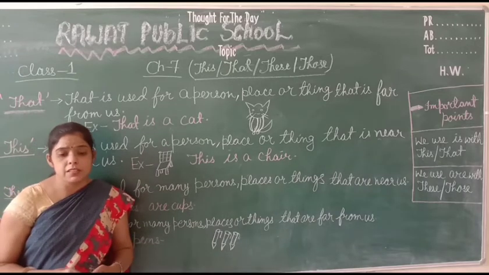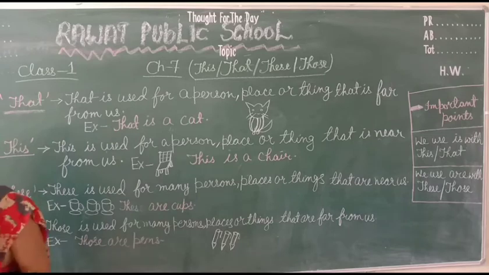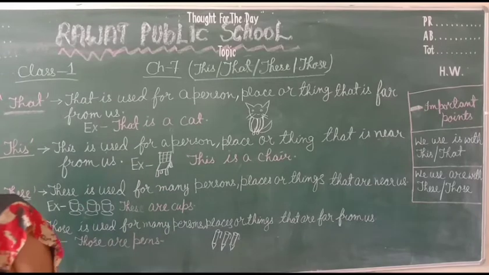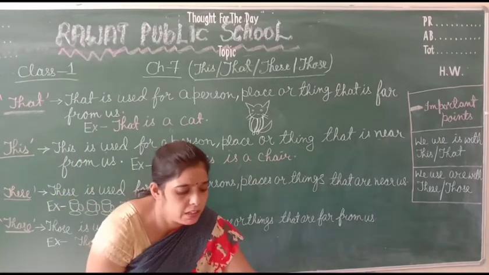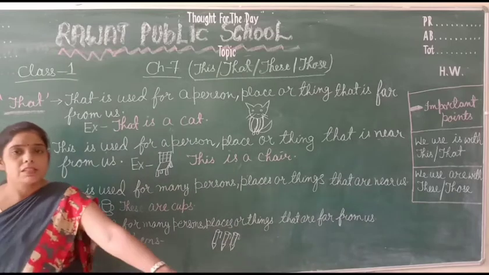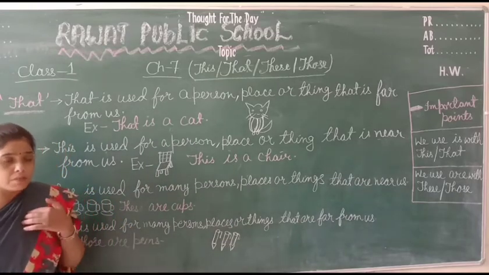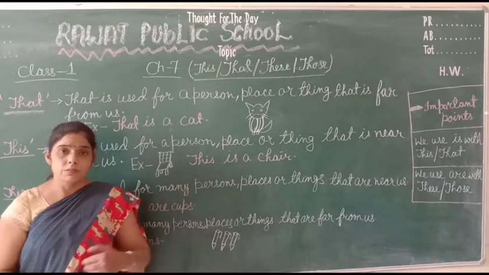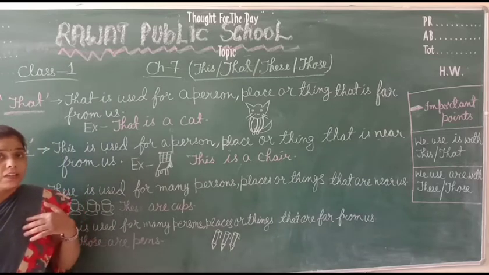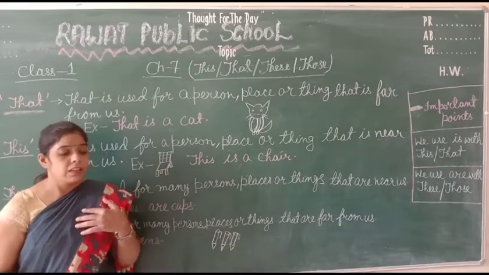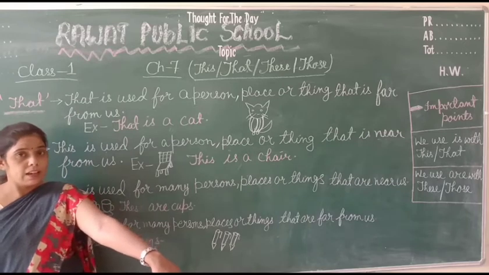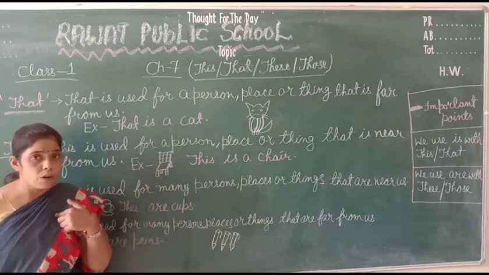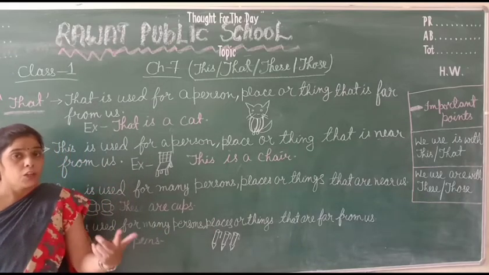We take some other example. I'm standing here and the book is kept there. It means I'm far from the book. मैं book से दूर हूँ. Then this time I can say that is a book. That is a book. Why? Because the book is far from me. क्योंकि book जो है वो मुझसे दूर है.